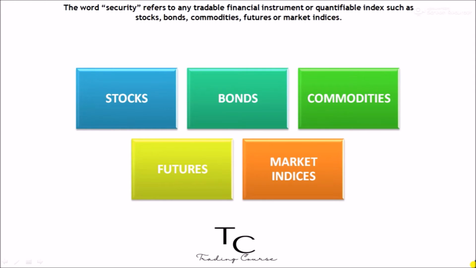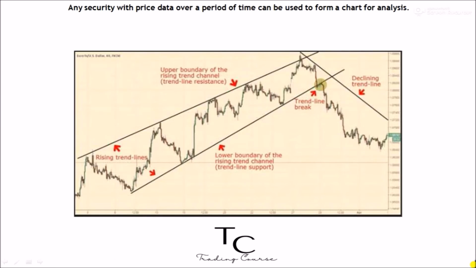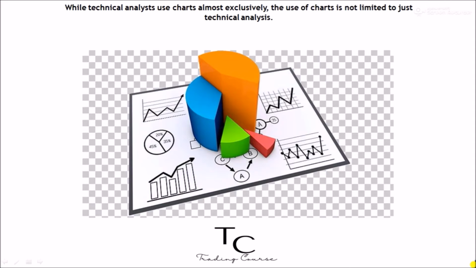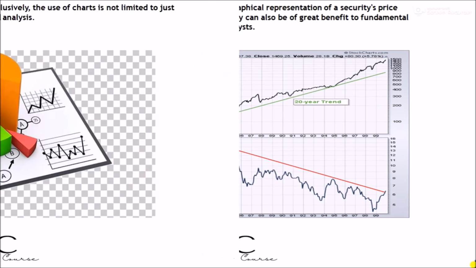The word security refers to any tradable financial instrument or quantifiable index such as stocks, bonds, commodities, futures, or market indices. Any security with price data over a period of time can be used to form a chart for analysis. While technical analysts use charts almost exclusively, the use of charts is not limited to just technical analysis.